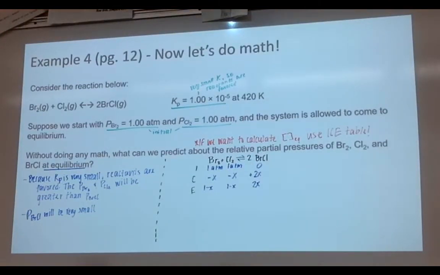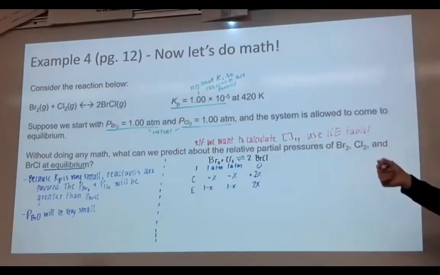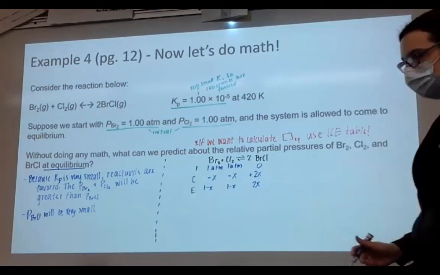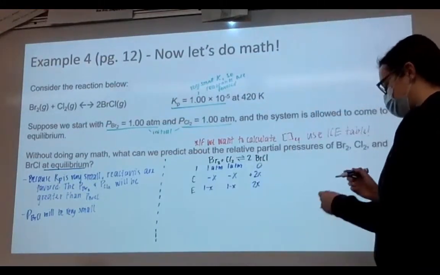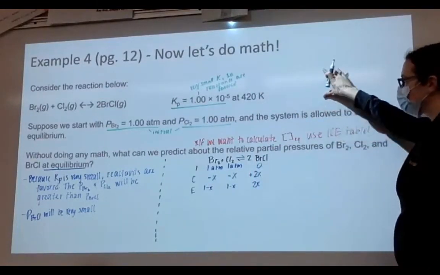So our equilibrium row now has x's in it. If you are solving for equilibrium concentrations, and all you're given is initial and a K, you're probably going to have x's. Now, let's write our K expression.